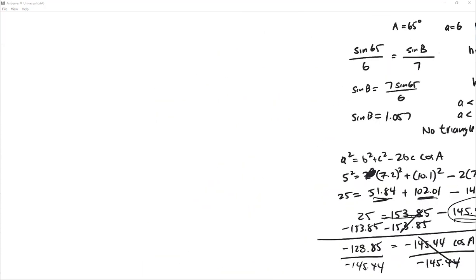All right. Number 2. Two trains leave a station on different tracks that make a 110 degree angle with the station as a vertex. So here's the train station. Here is the first train. This train goes this way. This train goes that way at 110 degrees.